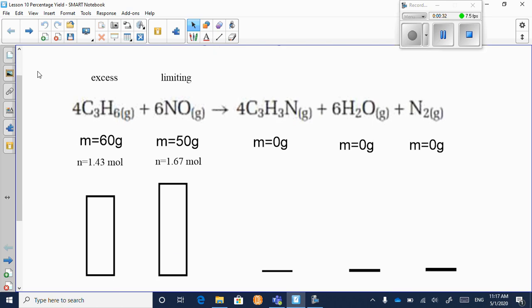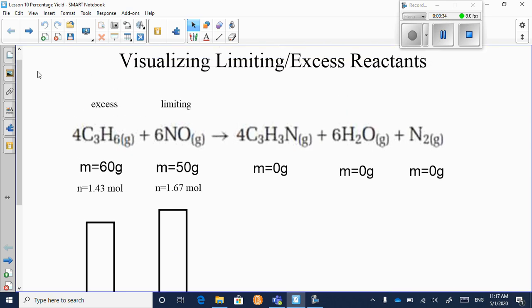We did this one in the lesson, and if you need to refresh yourself on that, you can look at yesterday's lesson. But essentially, it's a chemical reaction where you have two reactants, and you're wondering which one is limiting and which one is excess. And we did this yesterday. You had 60 grams of this first one and 50 grams of this second one.